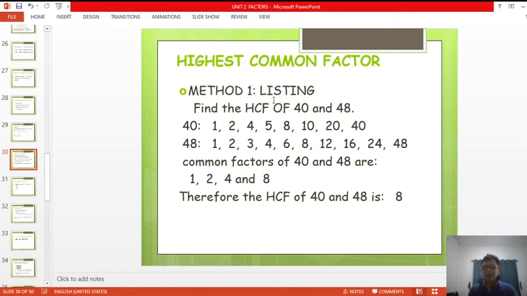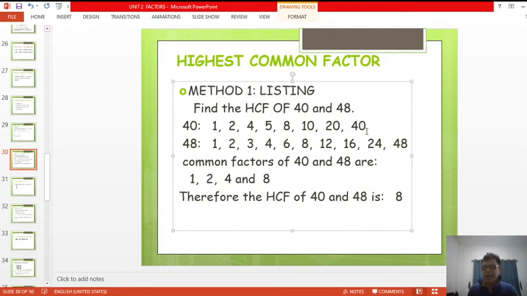So how did we do this? Again, it's 1 times 40, 2 times 20, 3, can we use 3 for 40? No, you can't. So the next number is 4. So 4 times 10. And after that we have 5 times 8. You can try other numbers here, but so far these are the only factors for 40.